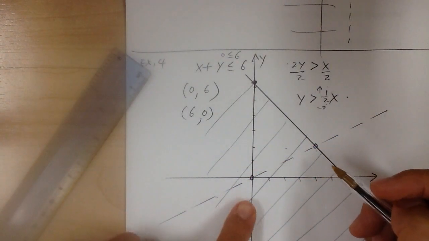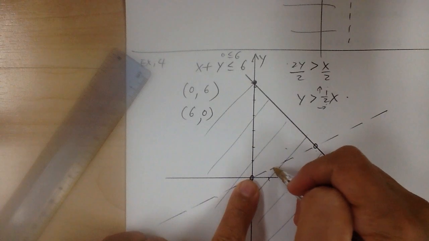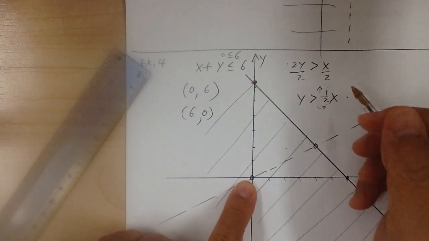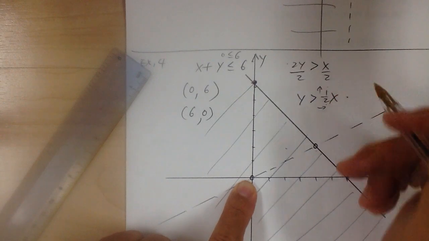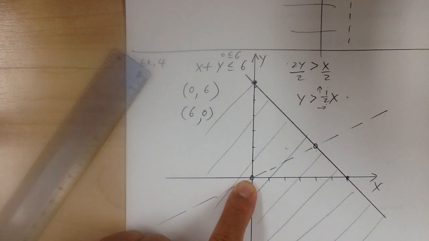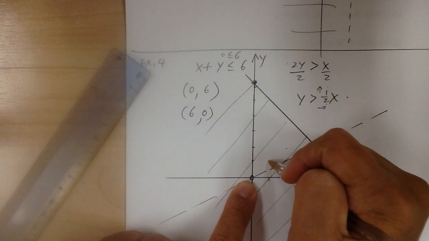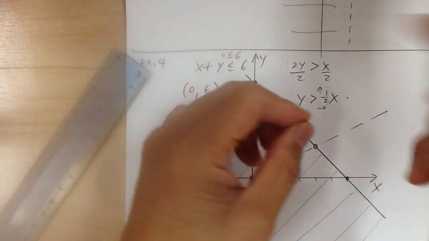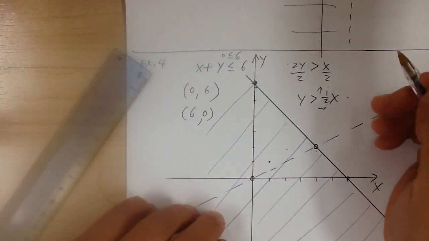Again, now when you're doing a testing point, it cannot be on the line. So this one you cannot use 0, 0 as your testing point. So I'm going to use 1, 1, right over here. The reason I use 1, 1 is because they are the same numbers, so that way if you put it in the wrong place, then you're still okay.